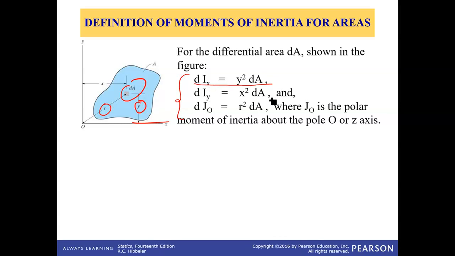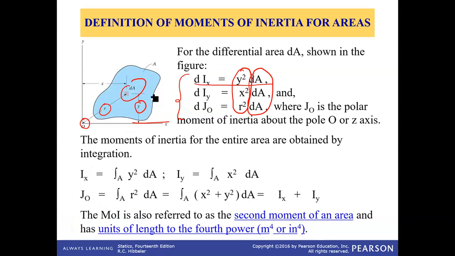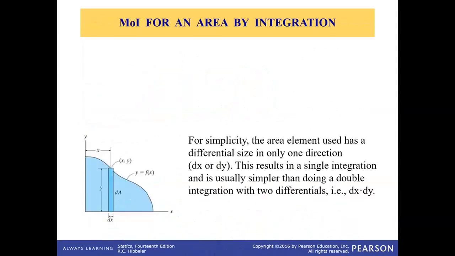Y AMI is x square dA, and this is called polar moment of inertia relative to z-axis, which is r square dA. So in all of these three formulas, what is common is dA, that is area, multiplied by the square of the distance from the particular axis or point of interest. And to find the overall moment of inertia of this shape, we need to do integration over area. So it's integral of y square dA, this is x square dA and this is r square dA. And the unit is inch to the power 4 or meter to the power 4.